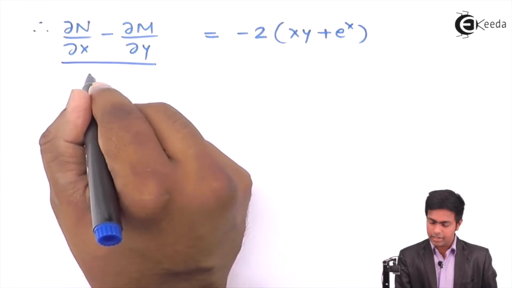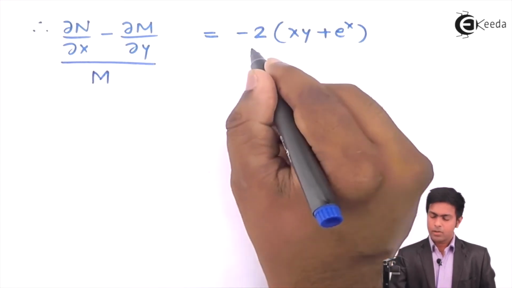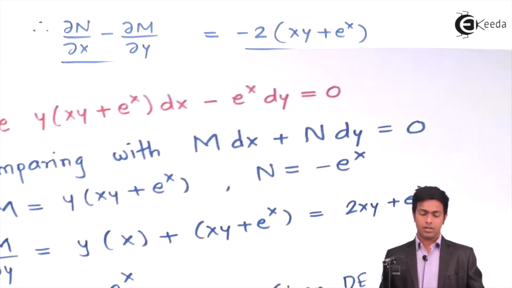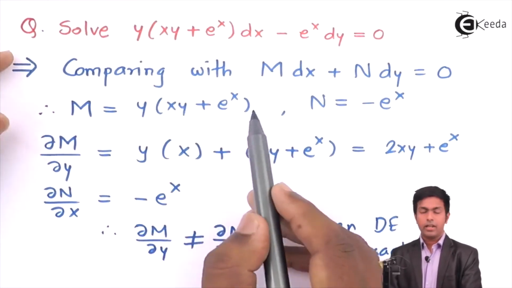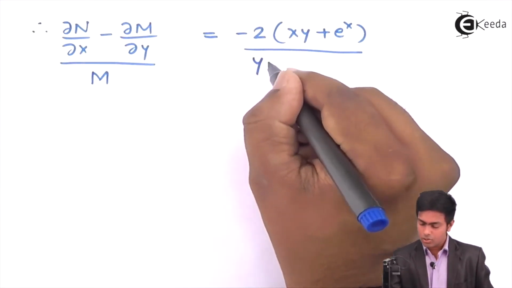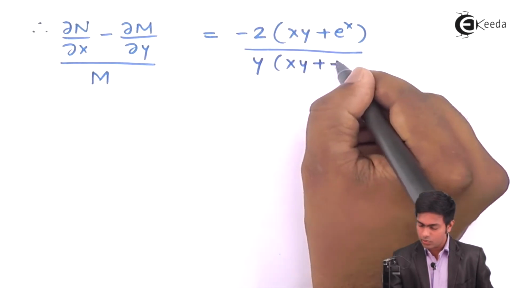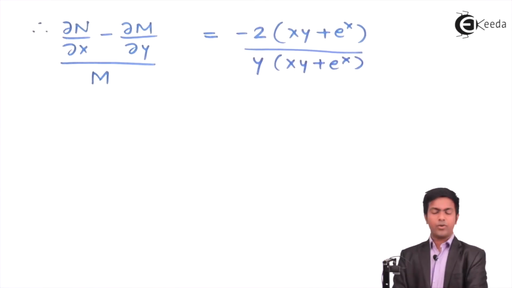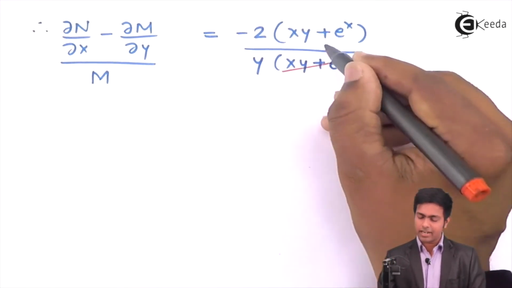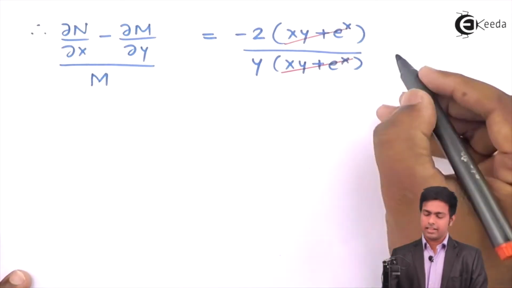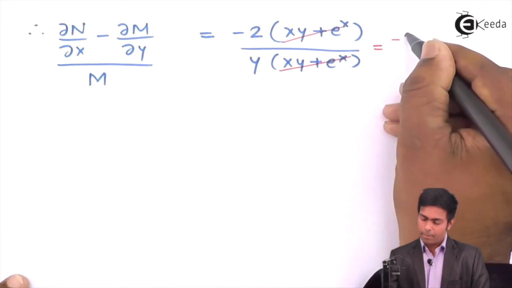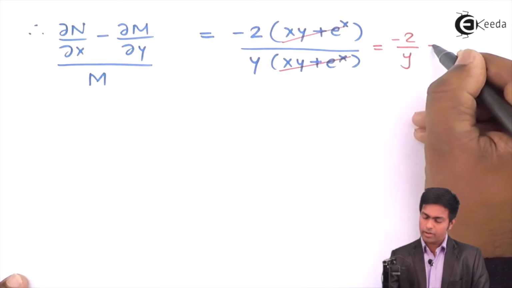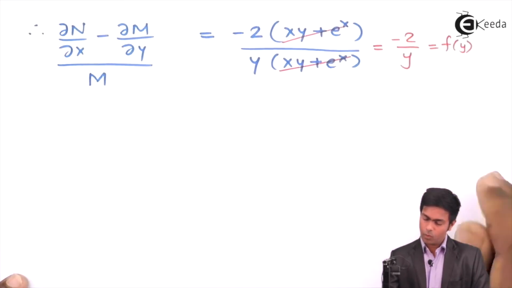And here in the denominator we have m. The value of m here is y into (xy + e^x). Now you can see that we can cancel this bracket (xy + e^x), and we get the answer as minus 2 upon y, which is nothing but a function of y.